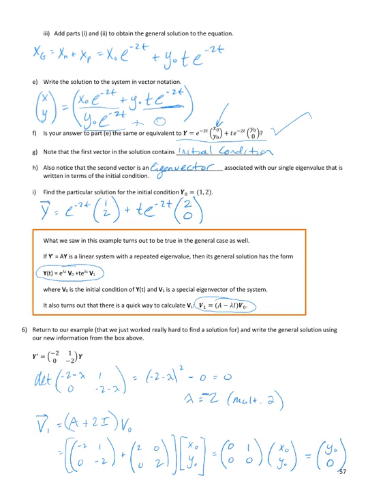And then I'm running out of room. To write the final solution, I'm just going to plug it all into this formula. So y is e to the lambda t, e to the negative 2t, v naught, which is x naught, y naught, plus t e to the lambda t. Sorry, lambda is negative 2. Negative 2t times v1, which is y naught, 0.